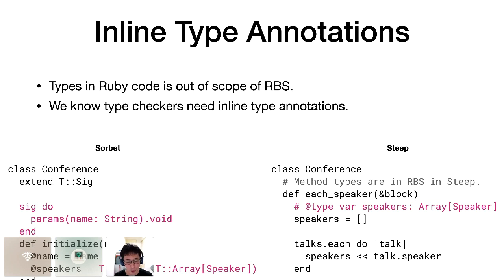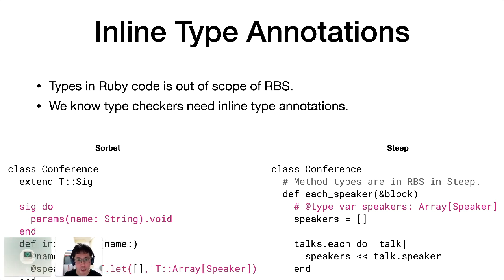So I want to note that inline type annotations are just out of scope of RBS. We know that type checkers, including Sorbet and Steep, need inline type annotations. So RBS is not to duplicate the inline type annotations. The inline type annotations are needed for the type checkers, and how to use them is totally up to each type checker.